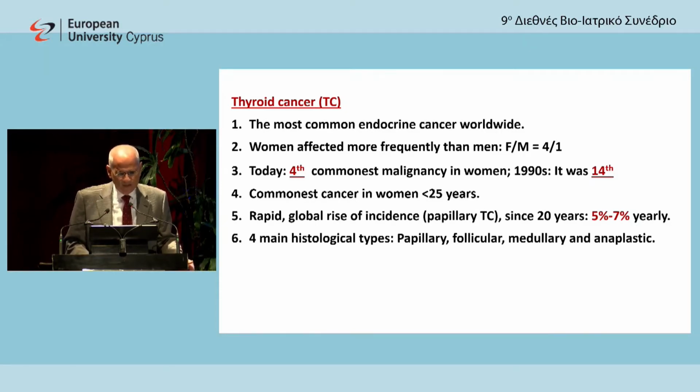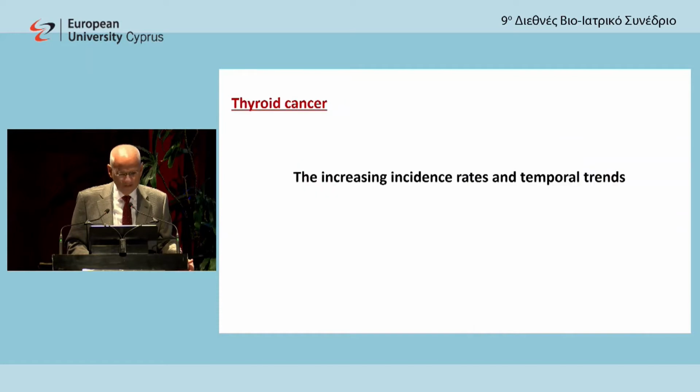The rapid global rise of incidence, the annual percentage change, is approximately 5 to 7% yearly, and it's mostly the papillary thyroid cancer, of which there are four main histological types: the papillary and follicular, which are the differentiated, that are iodine avid, and thyroglobulin can be used as tumor marker. Then we have medullary, and calcitonin can be used as tumor marker, and anaplastic, which are non-differentiated types.